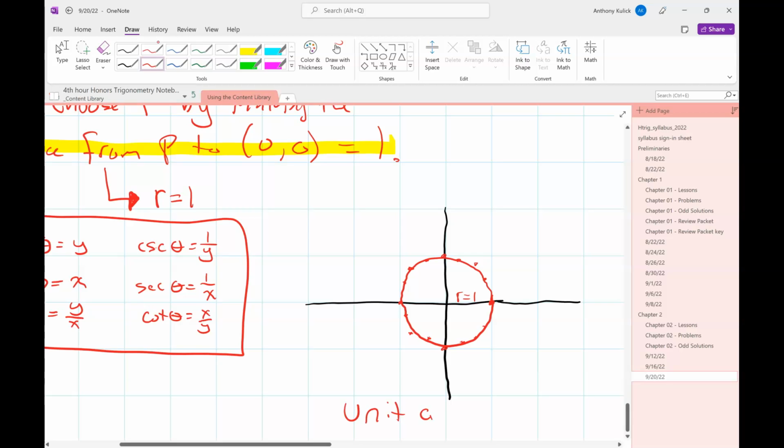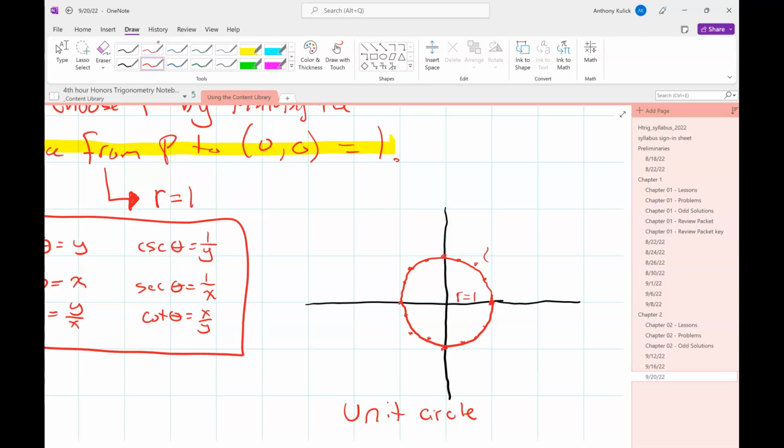Unit circle. Did we? Huh? We didn't do it last time yet. We were building towards this. We haven't done it yet. Did you do it in integrated? Probably. Everybody's okay with this?